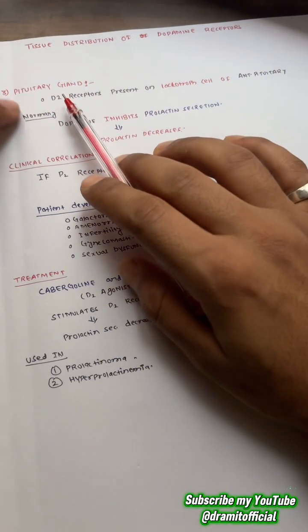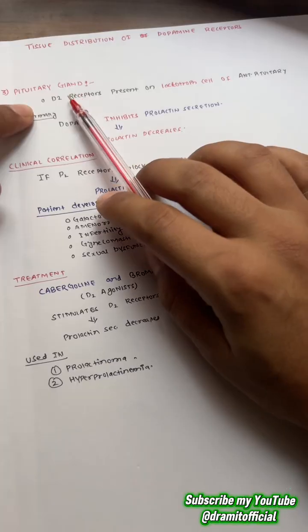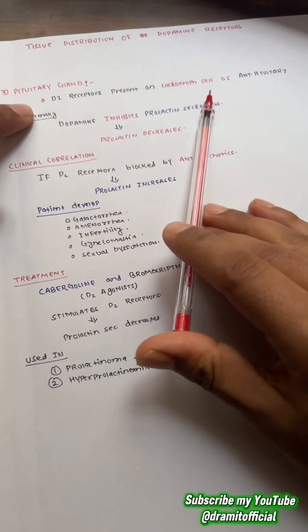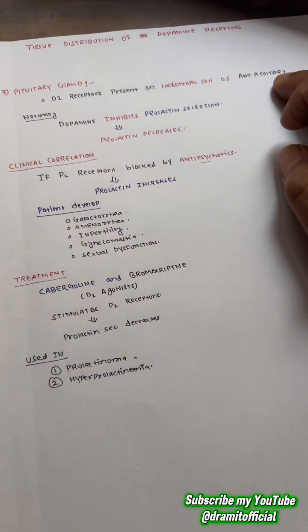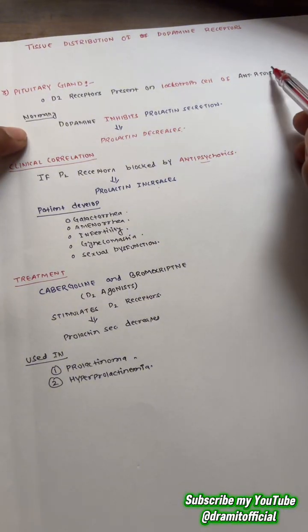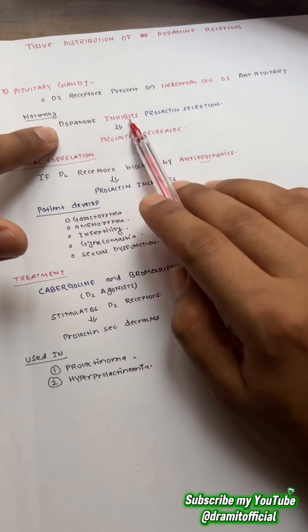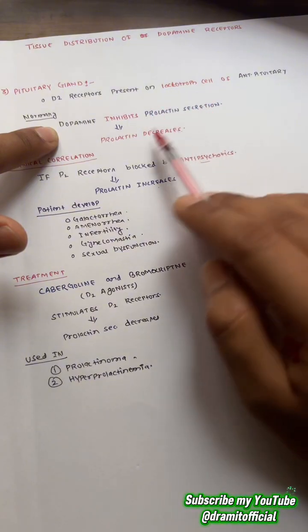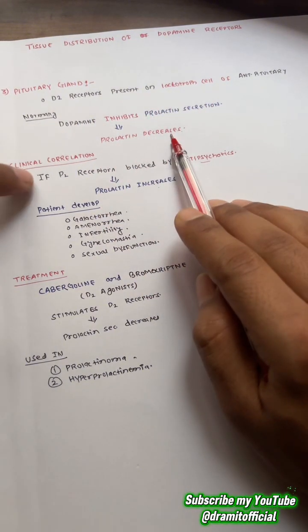Now we'll see how dopamine works on D2 receptors in the pituitary gland. Okay, so in the pituitary gland, D2 receptors are present on the lactotrope cells of the anterior pituitary. We all know that in the pituitary gland there is an anterior and a posterior pituitary. So on the anterior pituitary there are D2 receptors. When dopamine binds to these D2 receptors, it will inhibit prolactin secretion, so prolactin secretion will decrease.